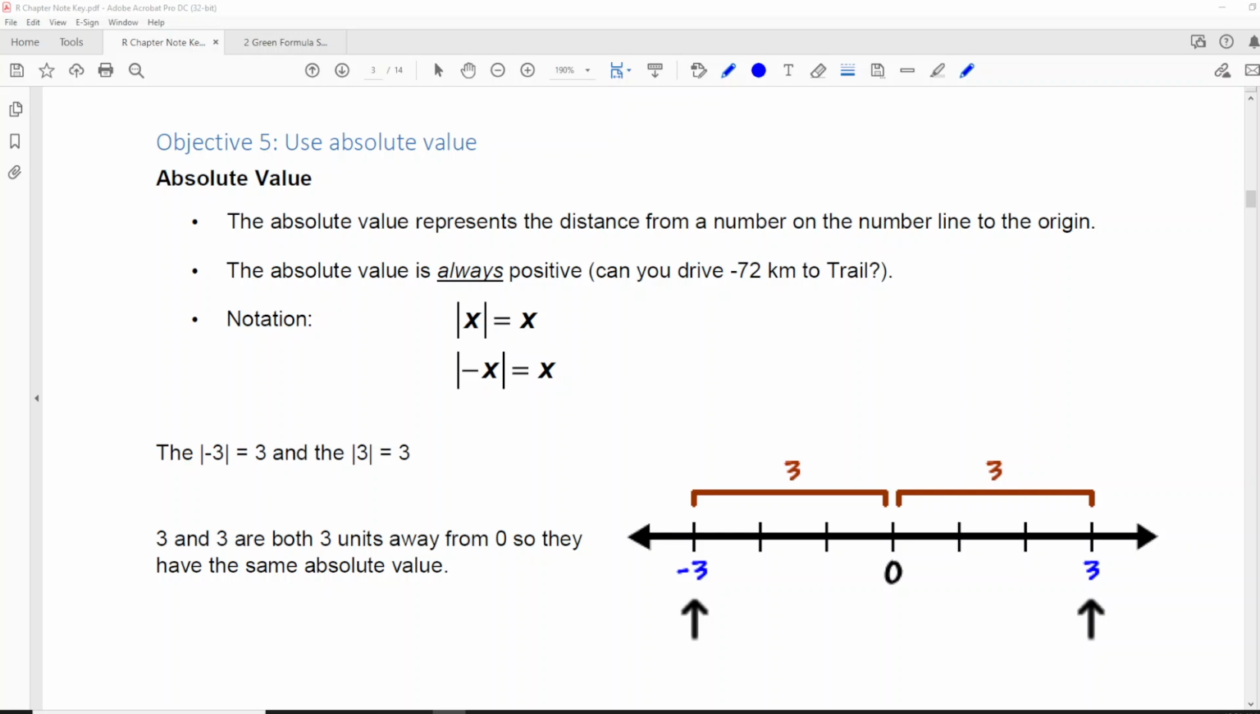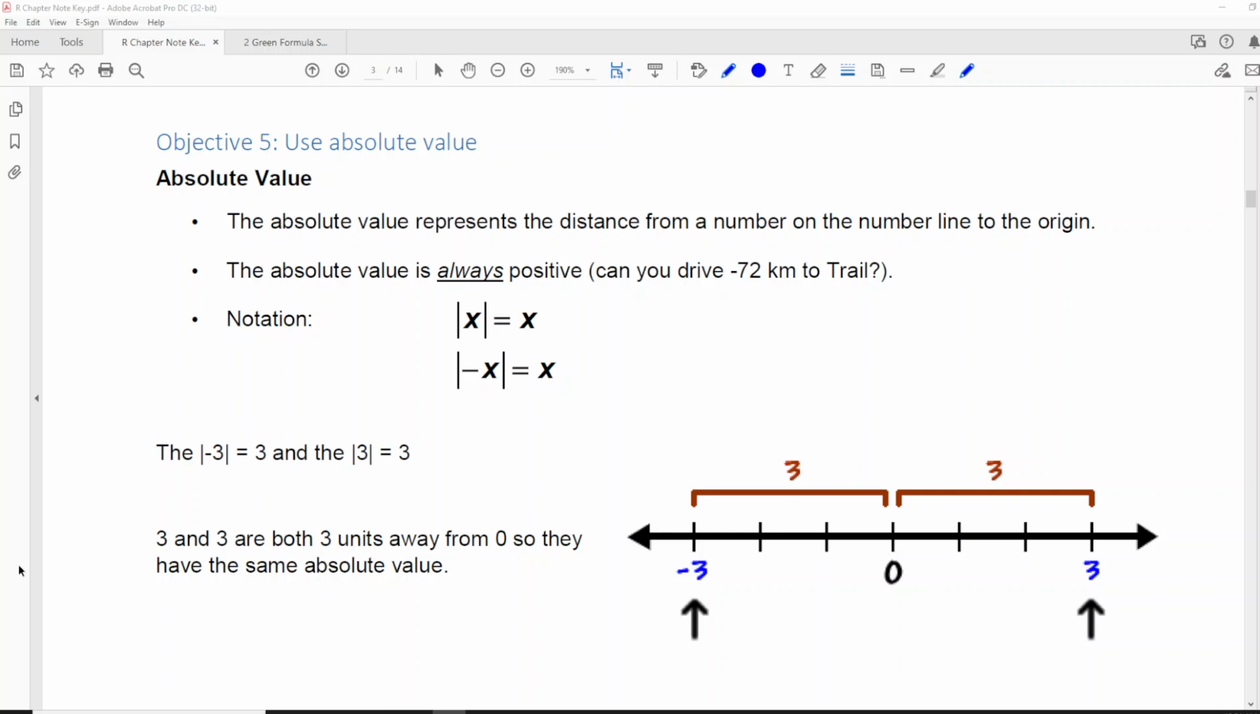Objective 5 is learning this term, absolute value. So we're going to be using absolute values in chapter 1, but we're going to use them as equations. So it's a good idea to have a basic understanding of what an absolute value is first. An absolute value represents the absolute distance from a number on the number line to the origin.